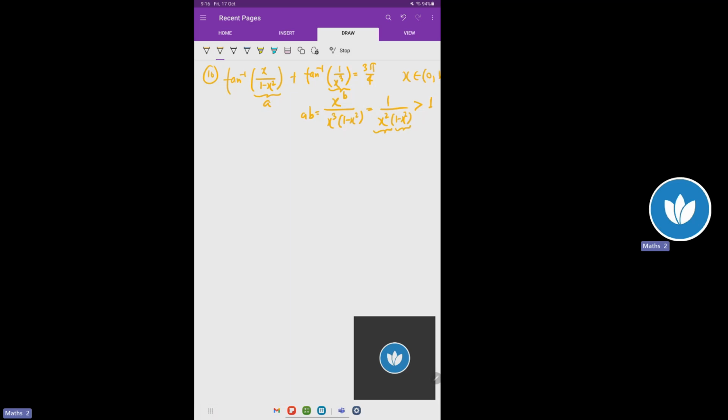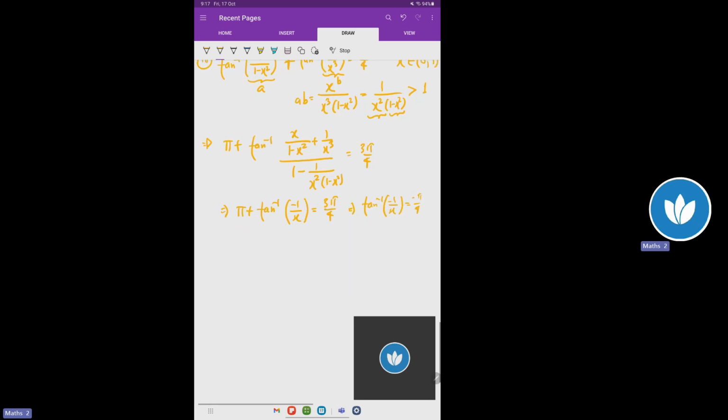Now remember the formula, when ab is greater than 1, what formula can we apply here? We can apply pi plus tan inverse of a plus b upon 1 minus ab. A plus b means this plus 1 by x cube, and ab means 1 upon x square into 1 minus x square. So 3 pi by 4. If you simplify this, after simplification you will get tan inverse, this is minus 1 by x actually. So this is 3 pi by 4. So tan inverse minus 1 by x is minus pi by 4.